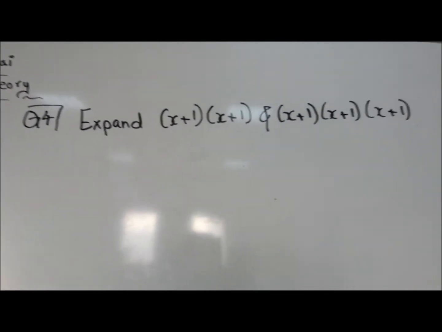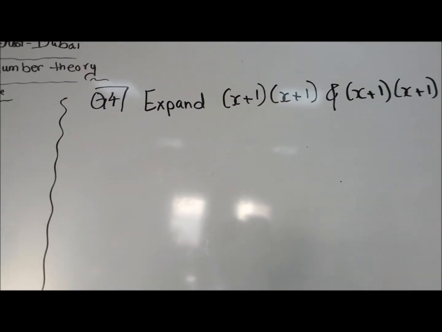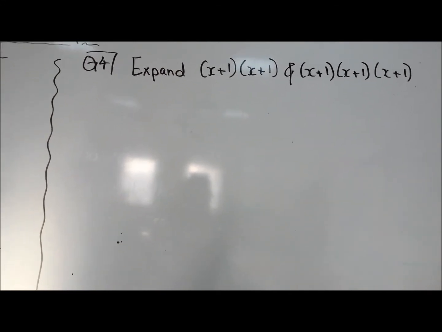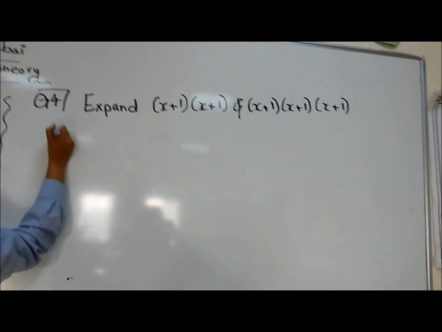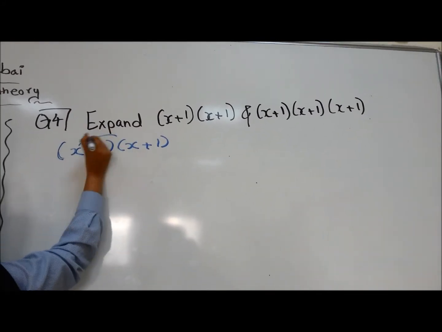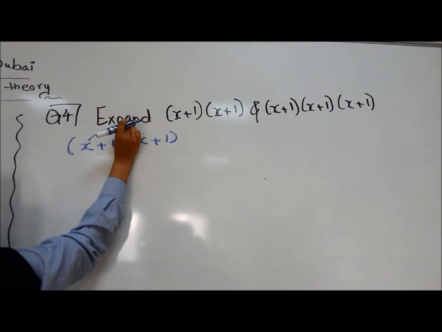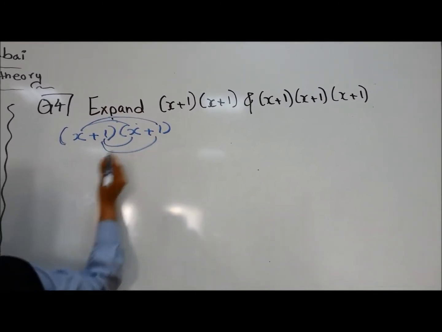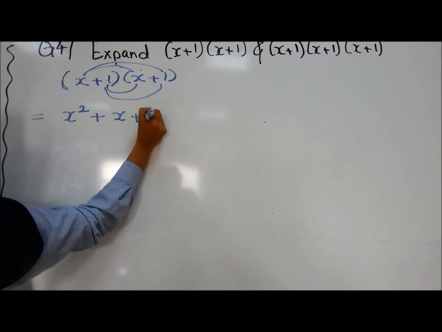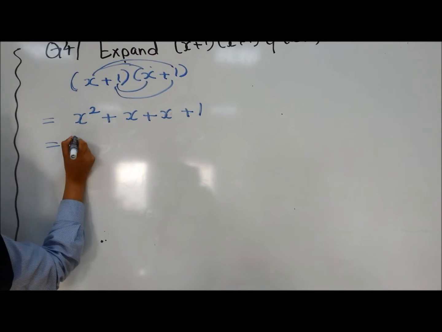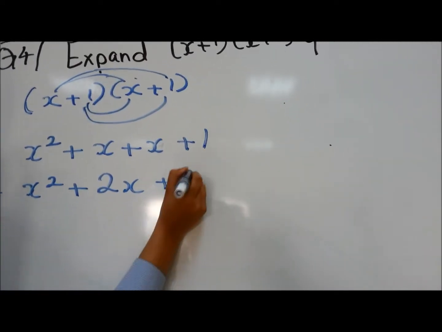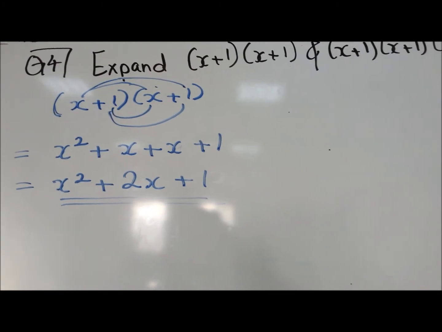The fourth question says expand x plus 1 and x plus 1. It means twice. So we will use both ways, the Pascal's triangle way and the normal way that we use as the distributive property. So first we're going to expand x plus 1 by x plus 1. So we use the distributive property. So x squared plus x and plus 1. You will simplify it by adding the like terms. This is the normal way we do it.